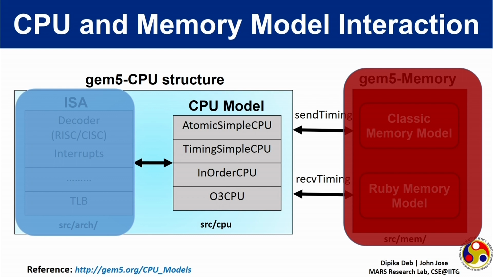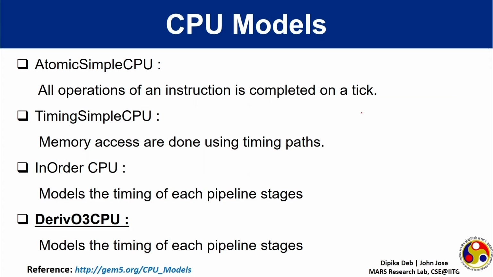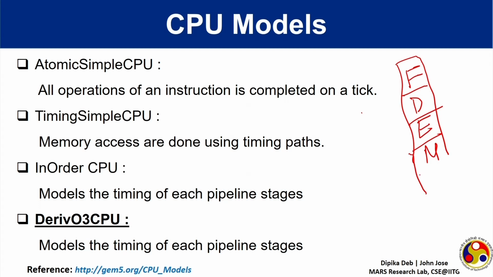The implementation of O3 CPU can be found in this directory. In the CPU models, the atomic simple CPU and timing simple CPU are implemented as the conventional MIPS 5-stage pipeline. That is, the pipeline has a fetch stage, a decode stage, an execute stage, a memory stage, and a write-back stage.